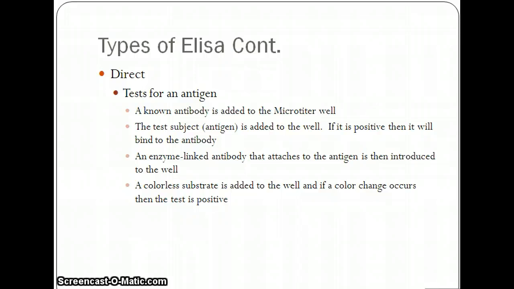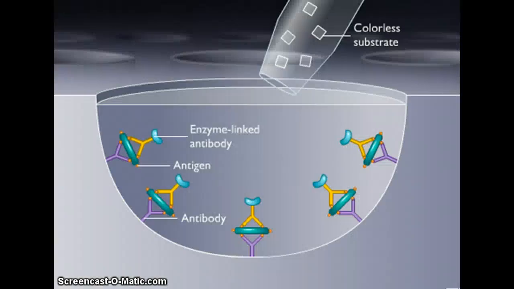For mine, we've got the direct one. It doesn't test for antibodies, but for antigens. You add the antibody to the microtiter well, then rinse it out to remove excess antibody. Then you add the antigens and rinse again to make sure there are no free-floating antigens. Then you add the enzyme-linked antibody, which sandwiches the antigen. To see if your result is positive or negative, you add the colorless substrate.